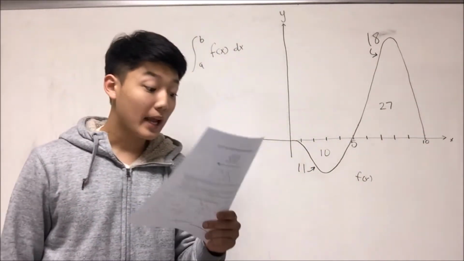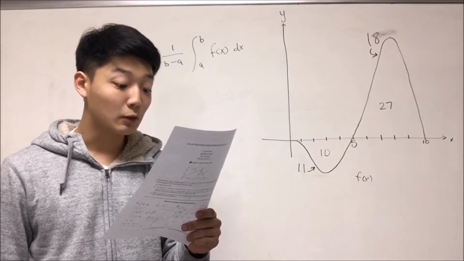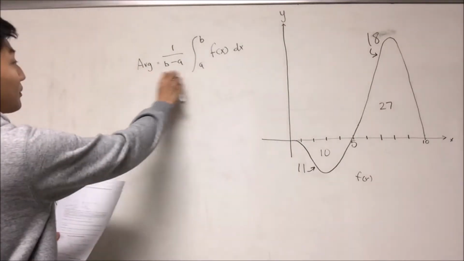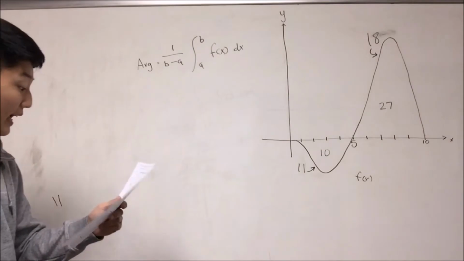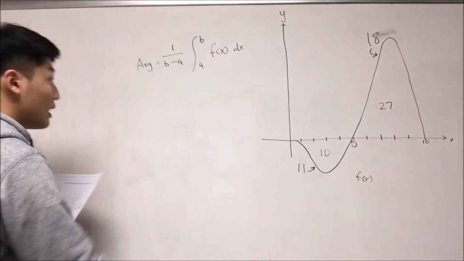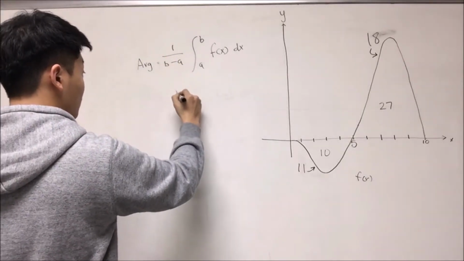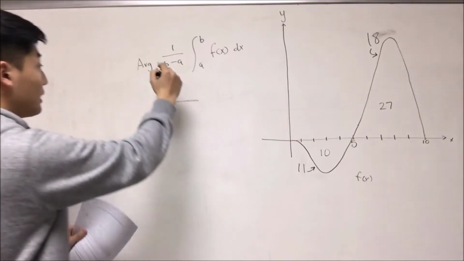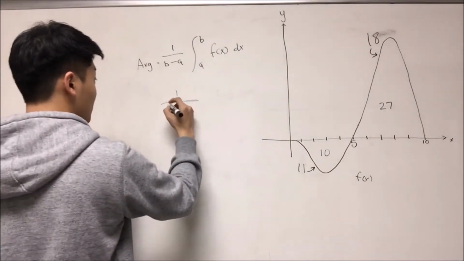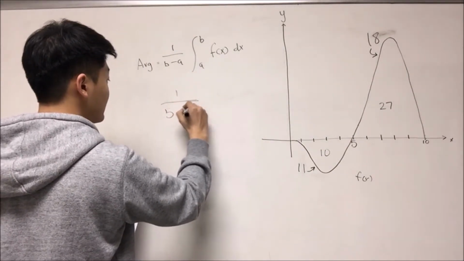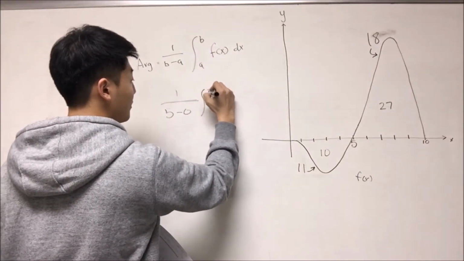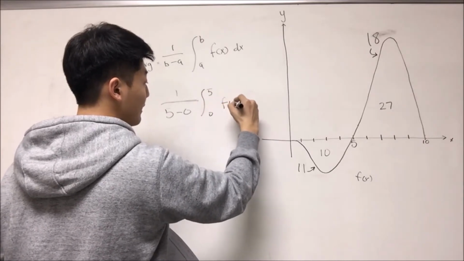Problem A. Find the average value of f on the interval between 0 and 5. Obviously, we have to use the average value theorem. This is the formula. For A, the reason it is easy is because everything is given and we just need to plug in the numbers. So, 1 over b minus a. What is b and a? The given interval is between 0 and 5. So, 5 minus 0. That is easy. And the bounds are again 5 and 0, of f of x dx.